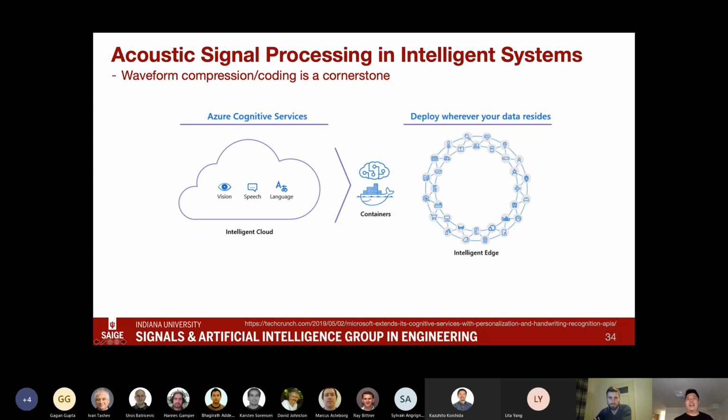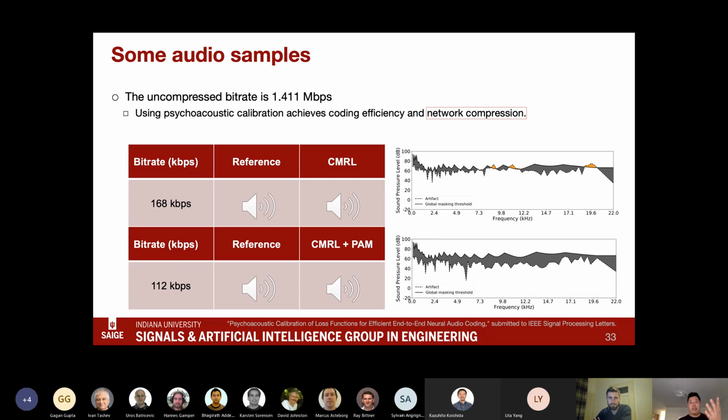Sorry. Anyway, the difference is also explained in these two figures. The power spectral density of the artifact is well below the global masking threshold, which explains why the artifact is less audible in this new model.